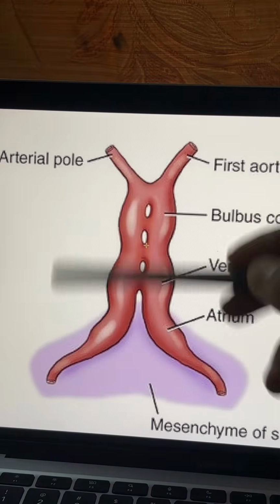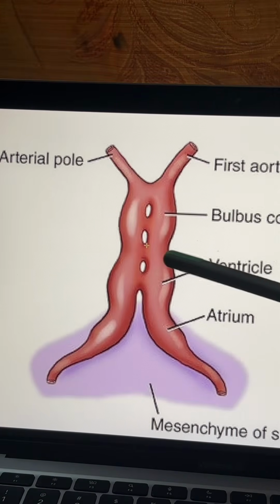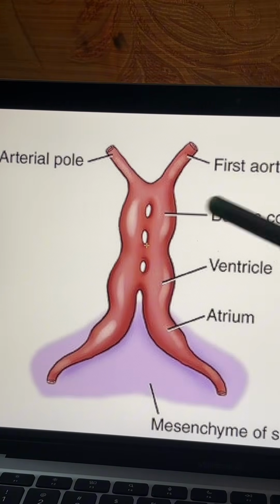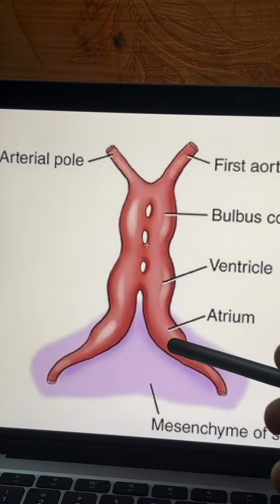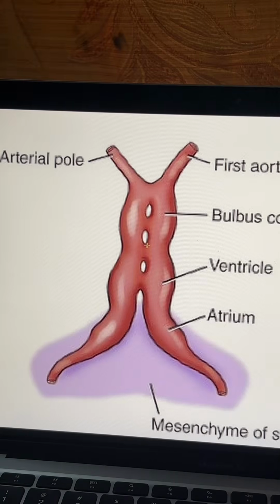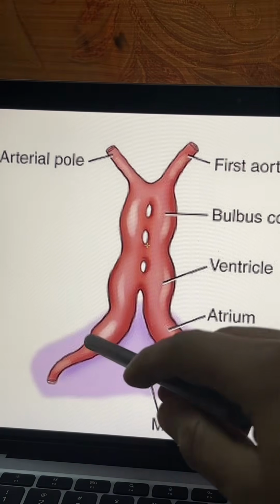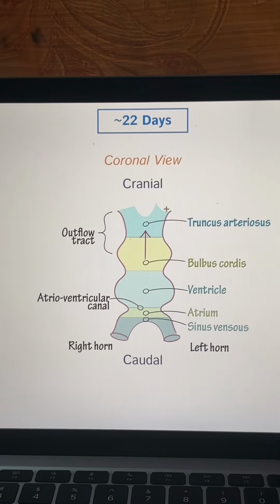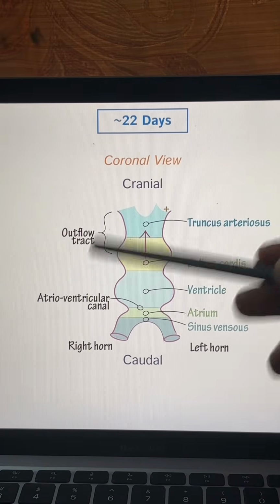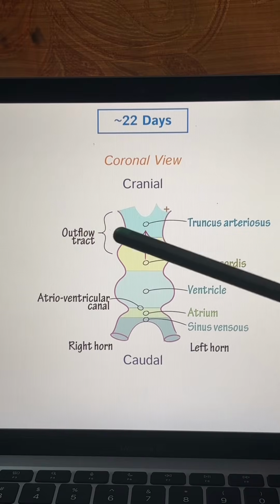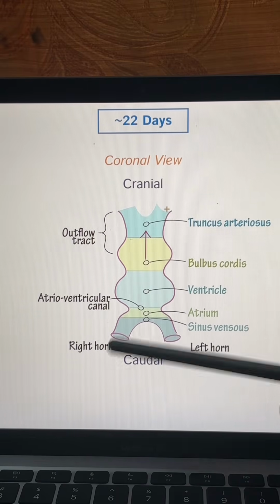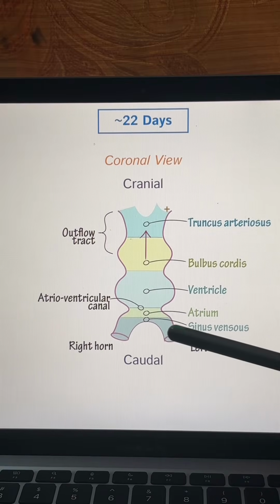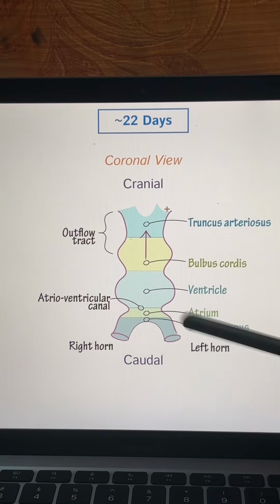So let's understand this picture first. Our heart starts with two small tubes called endothelial heart tubes, and as development continues, these two tubes come closer and fuse together, but not completely everywhere. They fuse only at the cranial end, the head side, and at the caudal end they remain separated, or we can say they are free initially.